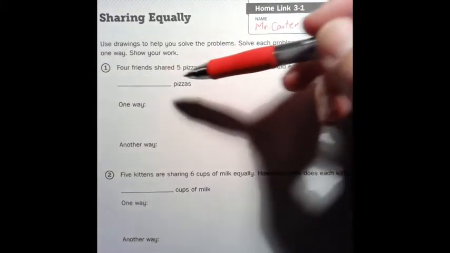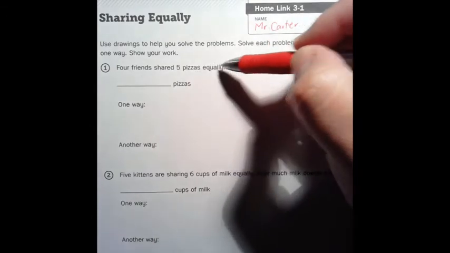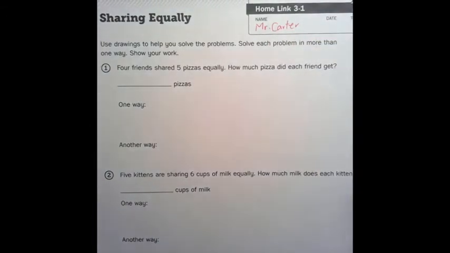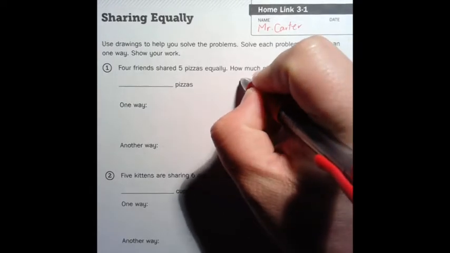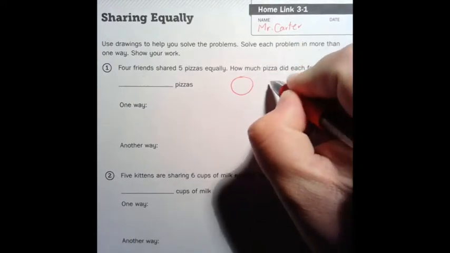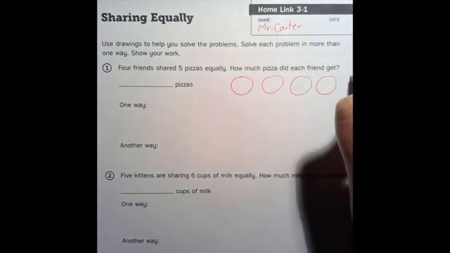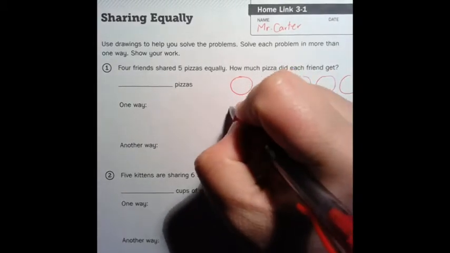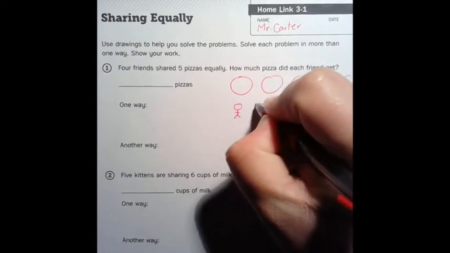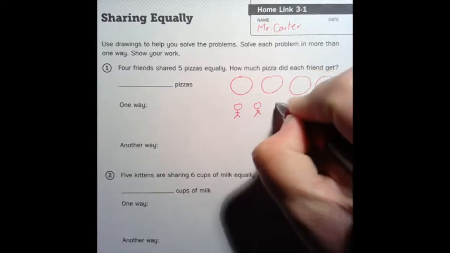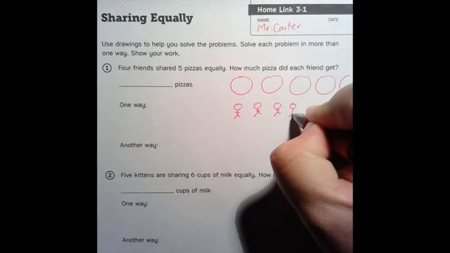Our first problem says that there are 4 friends and they shared 5 pizzas equally. How much pizza did each friend get? So you can draw 5 pizzas. Let's do that first. 1, 2, 3, 4, 5, and then your 4 friends. Friend number 3, friend number 4.